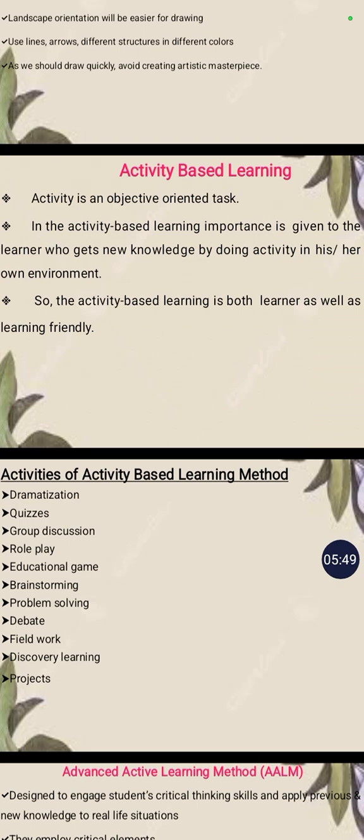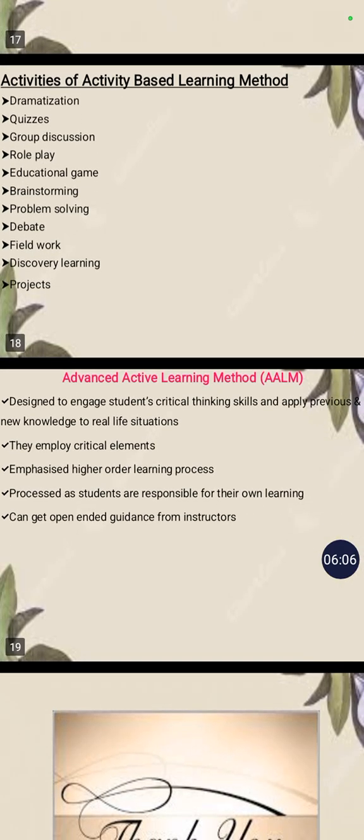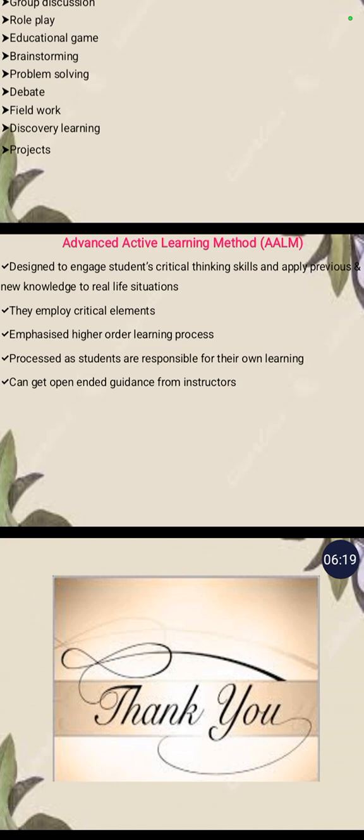Activity based learning. An activity is an objective oriented task. In activity based learning, importance is given to the learner, who gains new knowledge by doing activities in his or her own environment. So activity based learning is both learner friendly as well as learning friendly. Activities of activity based learning: dramatization, quizzes, group discussion, role play, educational game, brainstorming, problem solving, debate, fieldwork, discovery learning projects.